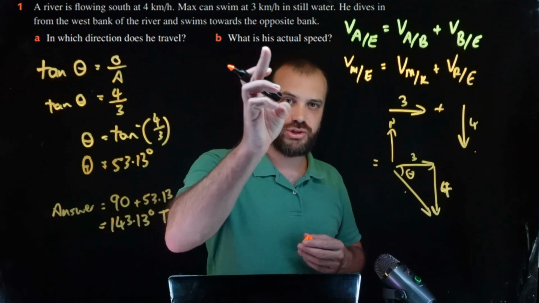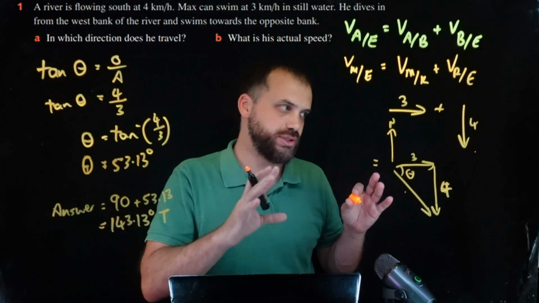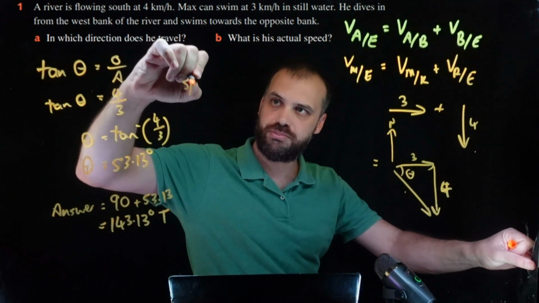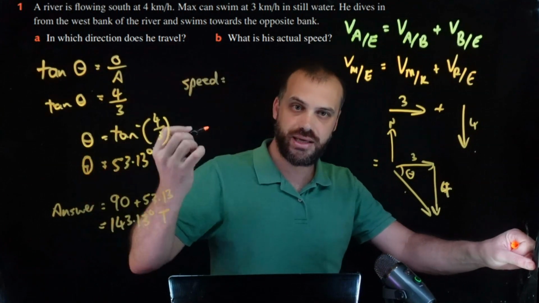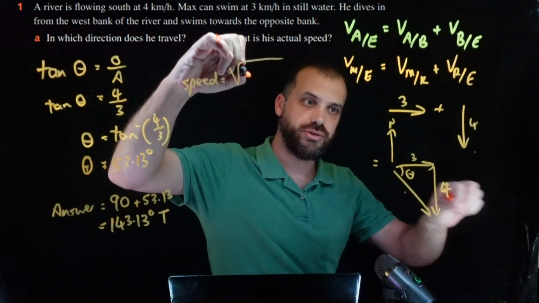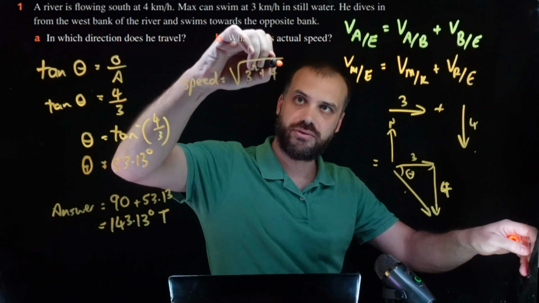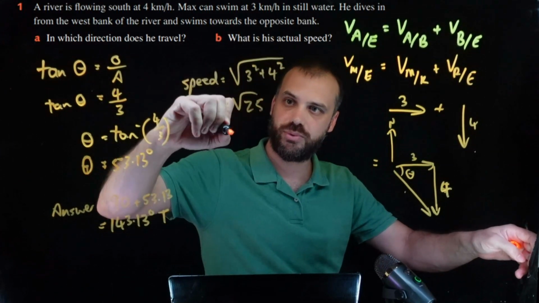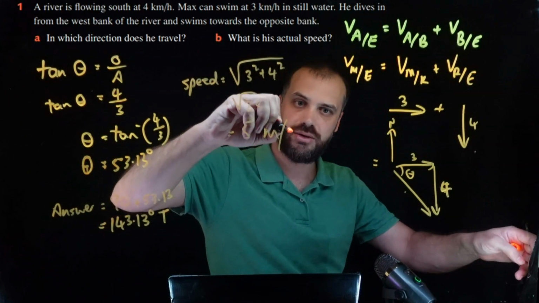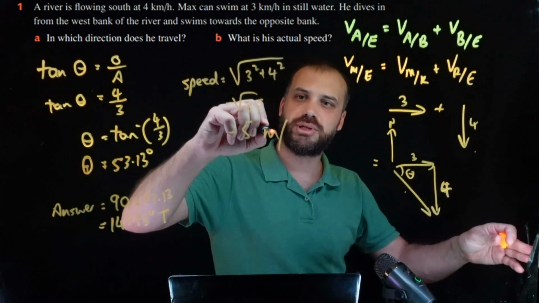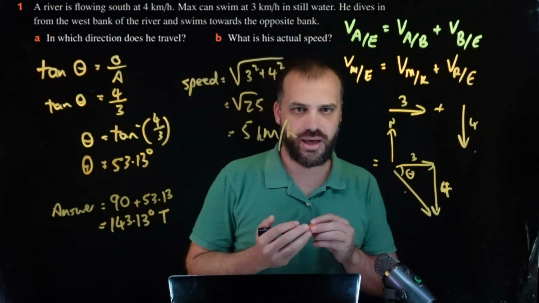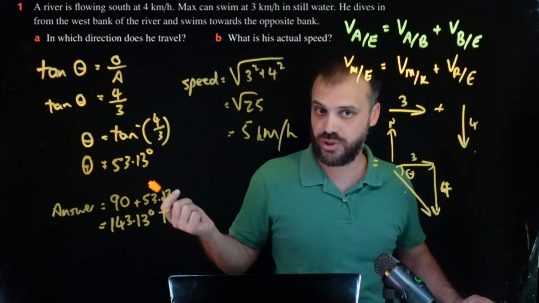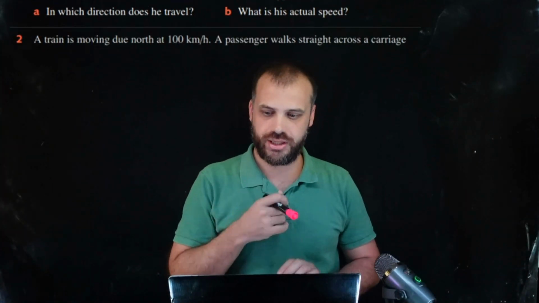What is his actual speed? Super simple. There's a reason they chose 3 and 4 here. His speed is equal to the square root of 3 squared plus 4 squared, which is root 25, which is 5 meters per, is it meters? Kilometers per hour. Okay, so that is question 1. Okay, moving on to question 2.